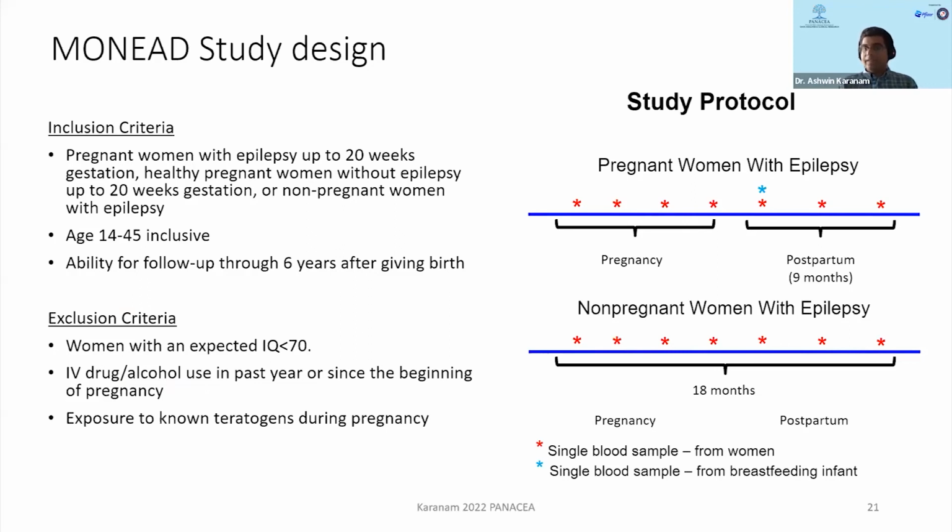For pregnant women with epilepsy, we followed them throughout pregnancy and 9 months into postpartum. And for non-pregnant women, it was a total of 18 months. And we had about 7 visits, 4 during pregnancy, 3 during postpartum, and just 7 in general for non-pregnant. And these asterisks that I've put on, those are blood draws that we did.